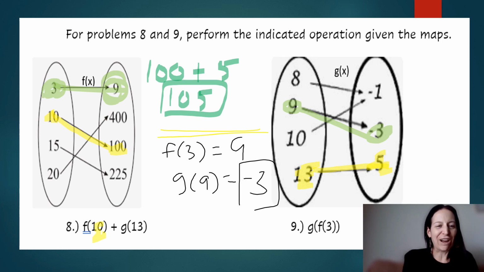Okay, so I actually think that's the only one that you can do with these particular maps. I was scrounging for these maps, and I think 9 is the only number that appears in the range of one and also in the domain of the other. So that's the only composition problem I can write with these maps, but it's all good. At least we got our review in. So there we go. Okay, so that's with the maps.